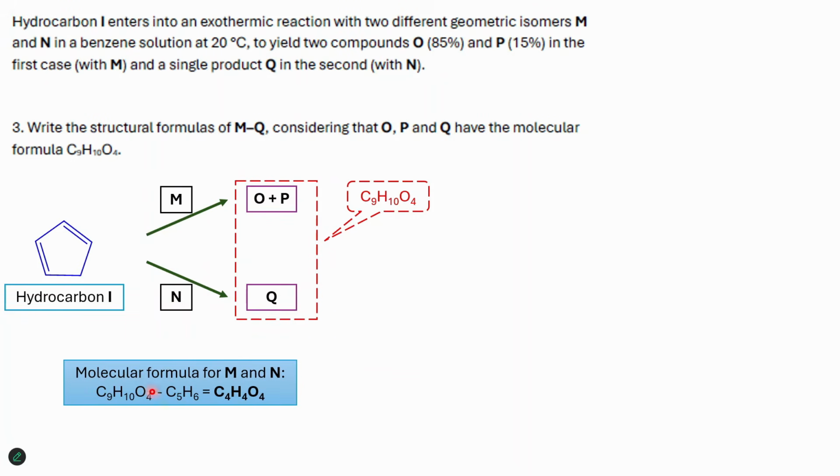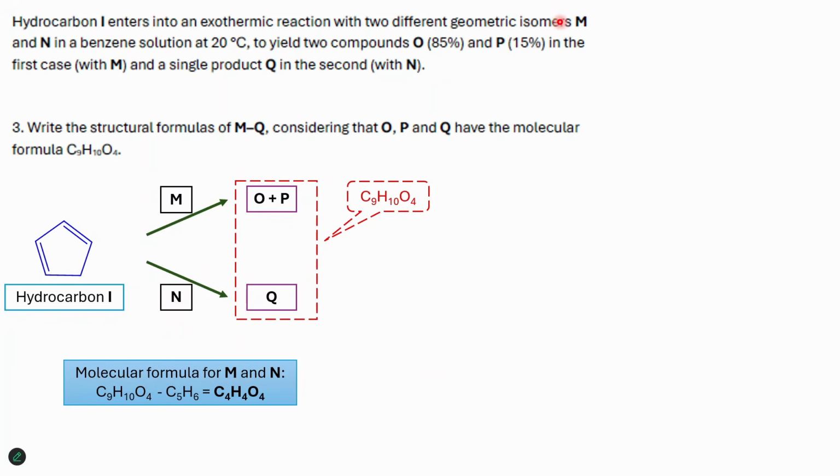Q has the molecular formula C9H10O4, and hydrocarbon 1 has the formula C5H6. It's just 5 carbons, 6 hydrogens. So we can just subtract it to get the molecular formula of M and N. It's the same because M and N are geometric isomers, so they obviously have the same molecular formula. So does this thing work every time?